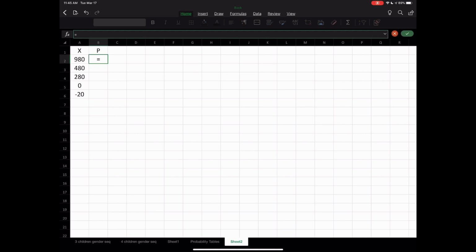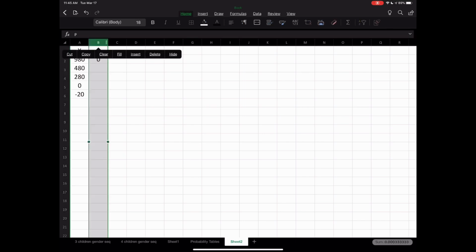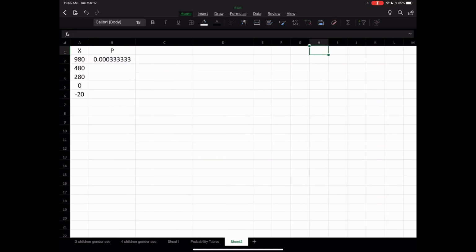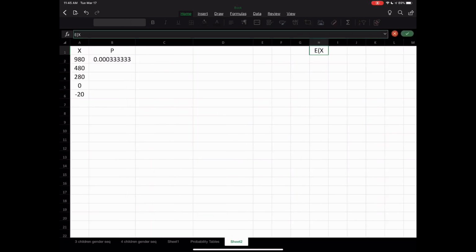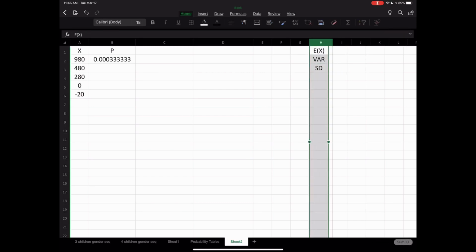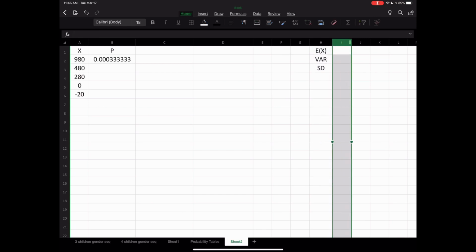So what we want to do is just type these probabilities. The first one is 1 out of 3,000. Of course, you get a 0 because you need to make the column a little wider so you can see the numbers. And here, I'm going to write the expected value, this time as E of x. And I'm going to add the variance, sigma squared, and the standard deviation. So this is what I'd like to calculate. I'm going to leave some space for these to be calculated.